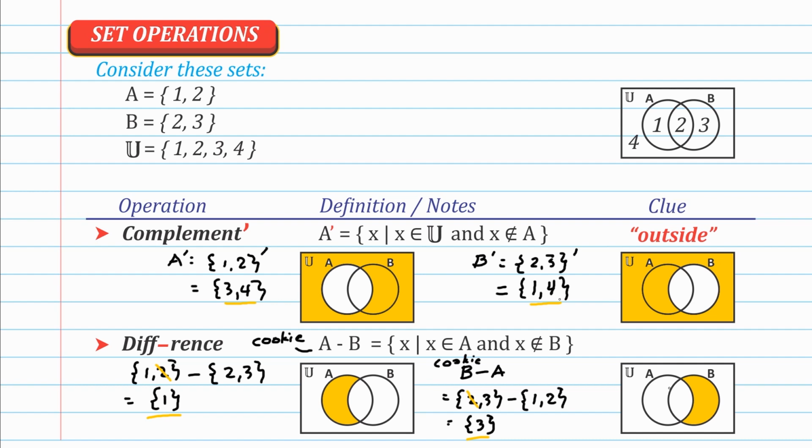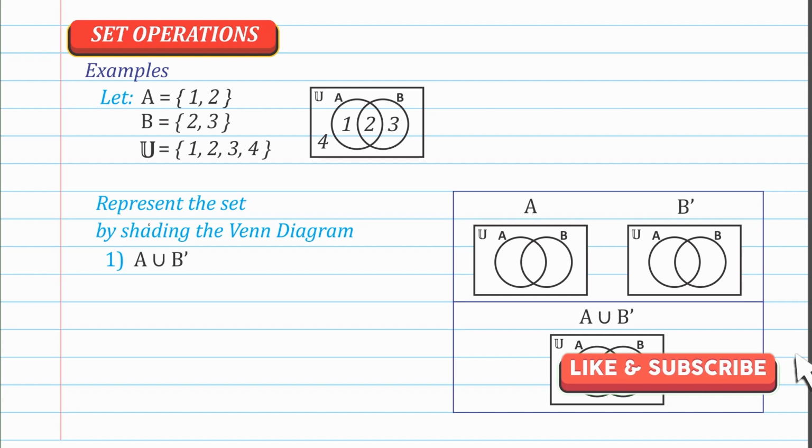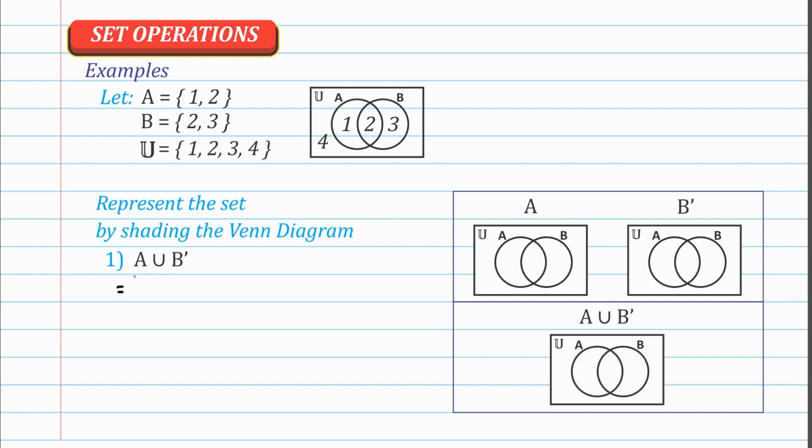So that's what we mean by difference. Now we're ready for some examples. Let's use the same sets A, B, and universal set to shade and represent this Venn diagram. How do we get A union B prime? Now, ang gawin muna natin is replace the sets with the elements na hinahanap. So A can be replaced by its elements. We have 1, 2.